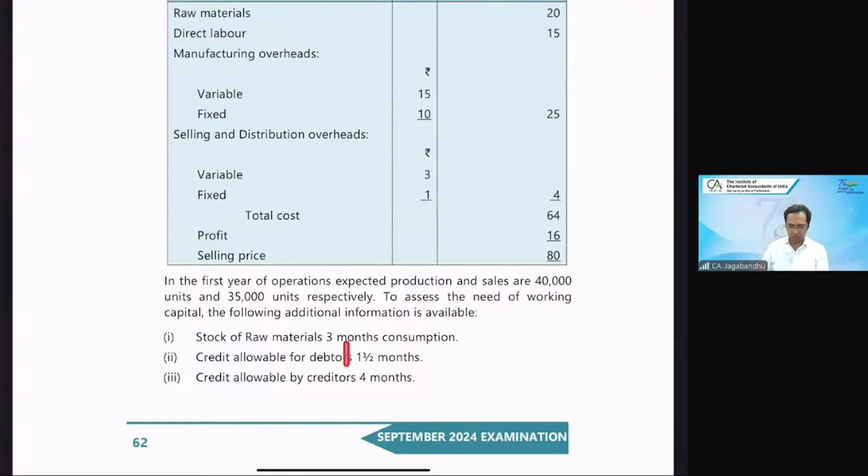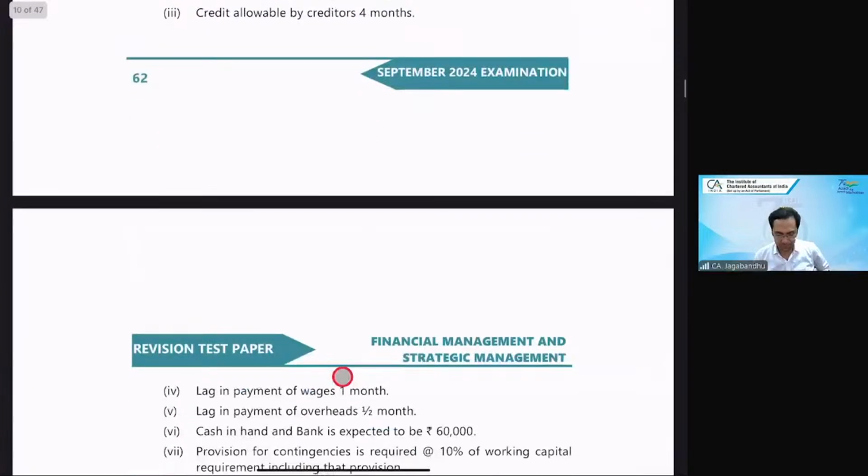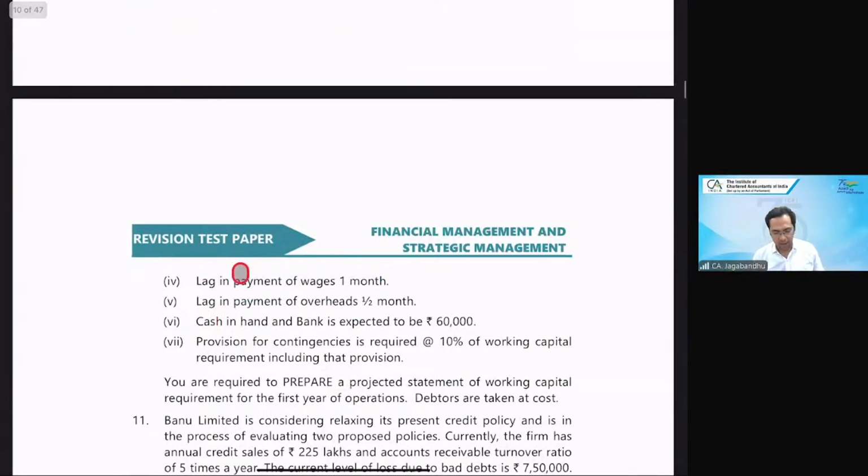To assess the need of working capital, the following information is available. Stock of raw material is 3 months consumption. Credit allowable for debtors is 1.5 months. Credit allowable by creditors is 4 months. And then we have lag in payment of wages of 1 month, lag in payment of overheads half month. Cash in hand and bank is expected to be 60,000. Provision for contingencies is required at 10% of working capital requirement, including the provision. You have to prepare a projected statement of working capital for the first year of operation.